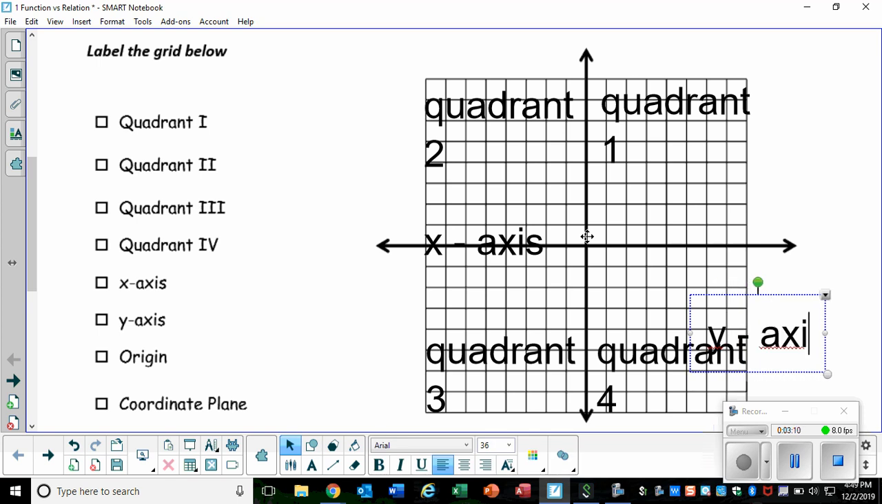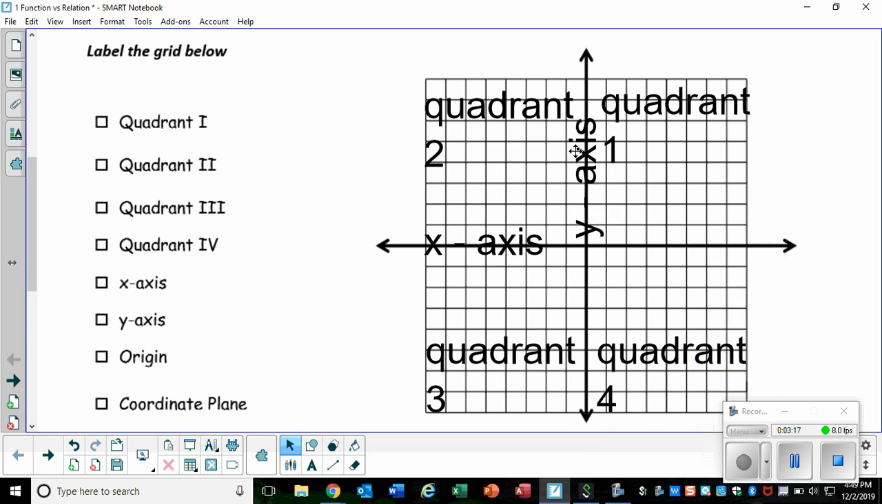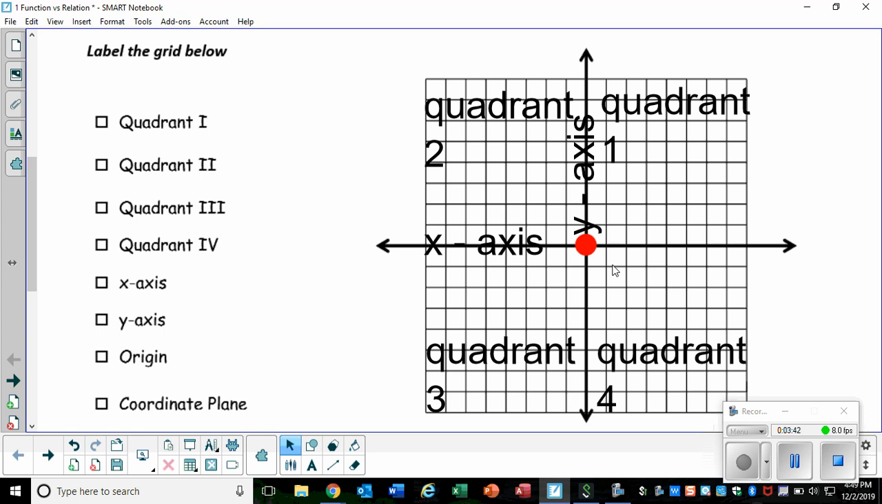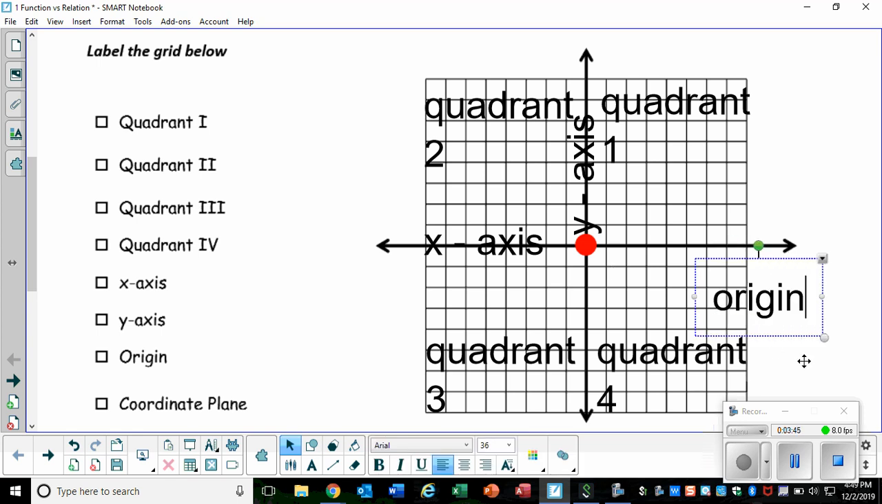The y-axis is actually the axis that goes up and down. It's our vertical axis. So I'm going to change that to be vertical. And that's this guy. This is the y-axis. And then the origin is the cross section right here. So this right here is our origin. And I'm going to color it in so I know that that's the origin. And I'm just going to write origin in red.